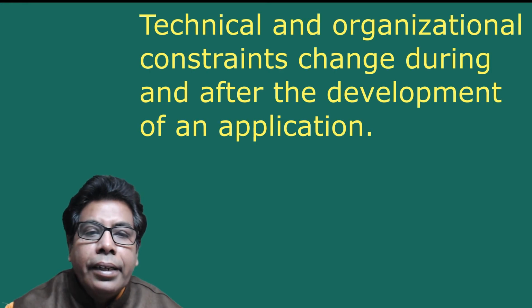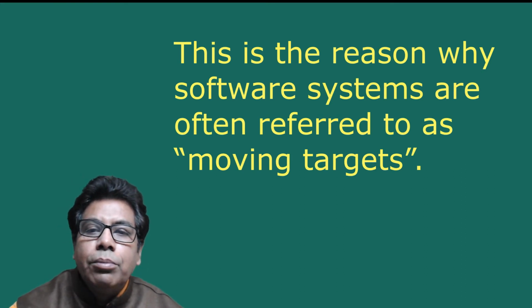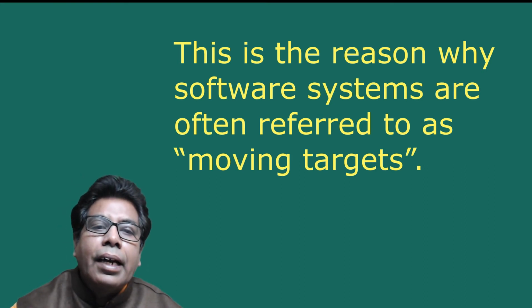The requirements of software and thus its architecture are subject to change. Technical and organizational constraints change during and after the development of an application. This may be due to unclear requirements at the beginning of the development process or a change of requirements after the system's completion. This is the reason why software systems are often referred to as moving targets.